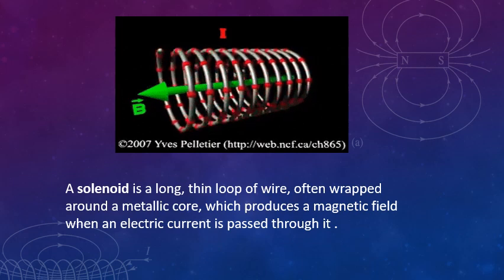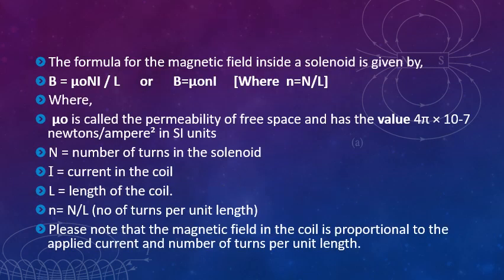The magnetic field generated in the center of a current-carrying solenoid is uniform and is directed along the axis of the solenoid as in the figure. The expression for magnetic field inside a solenoid is given by B = μ0NI/L, or B = μ0nI, where small n = N/L, which is the number of turns per unit length. This expression you will be learning in chapter 4, that is moving charges and magnetism.